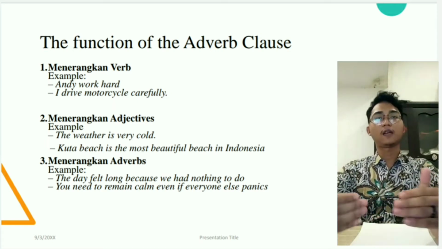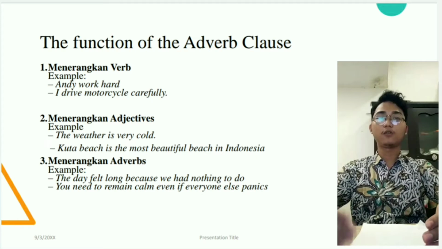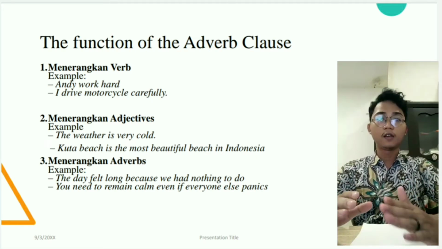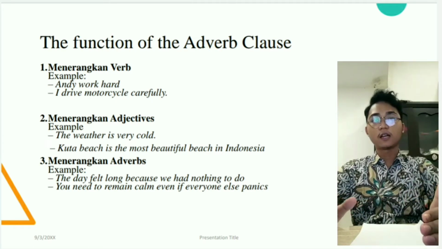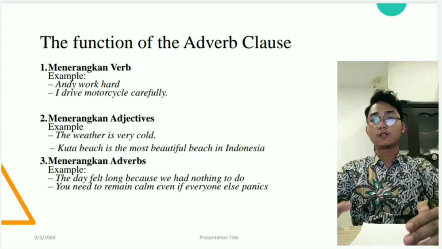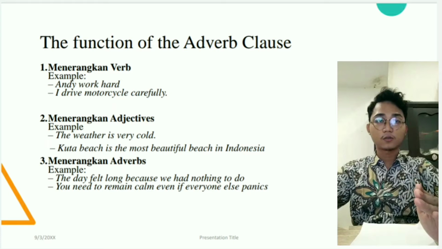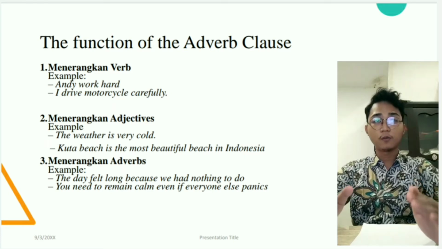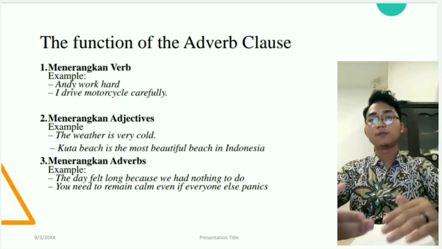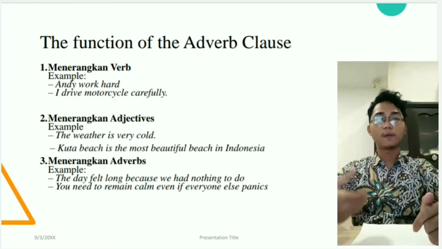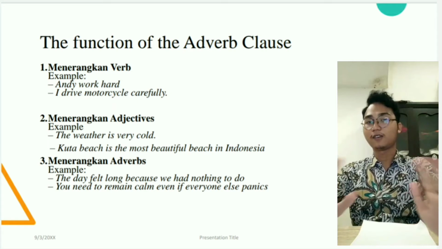The second explains an adjective, or kata sifat. For example, the weather is very cold. The word very here explains the word cold, meaning cuacanya sangat dingin. Next, Kuta Beach is the most beautiful beach in Indonesia. The words the most explain the word beautiful, meaning pantai Kuta adalah pantai yang paling indah di Indonesia.